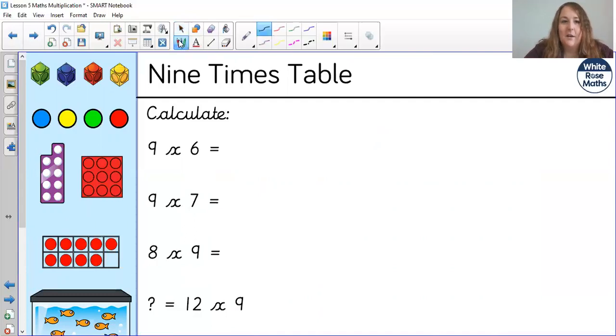Okay, fantastic. Let's go through these answers then. So I've got 9 times 6 first of all. 9 times 6 is 54. So give yourself a tick if you got that one correct. Next one down, 9 times 7 is 63. And that's one of my pesky numbers. 8 times 9 is 72. And that's one of our doubling answers.